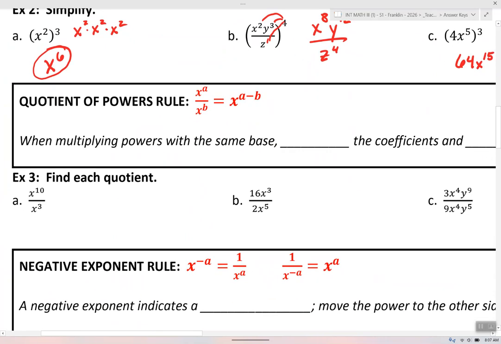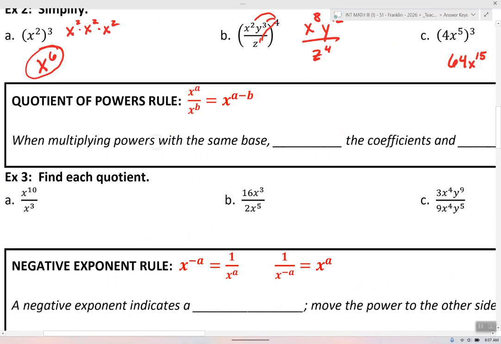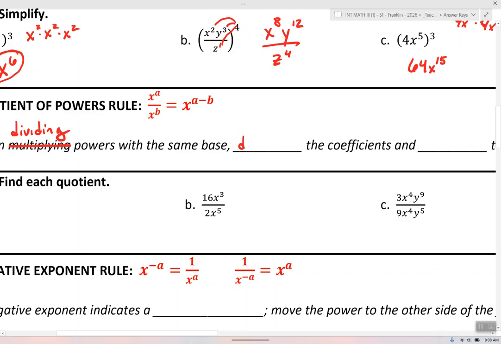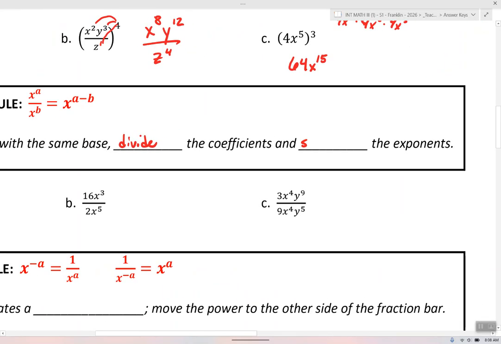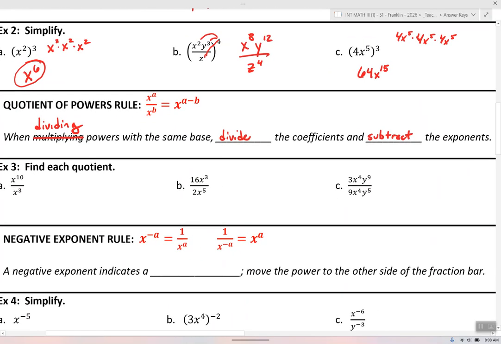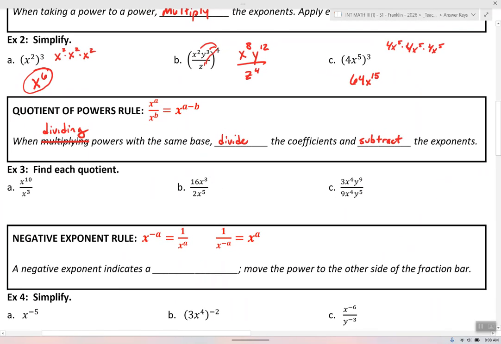All right, quotient of powers rule. This is division. It is basically the opposite of multiplication. When dividing powers with the same base, divide the coefficients and subtract the exponents. So x to the a over x to the b is x to the a minus b.